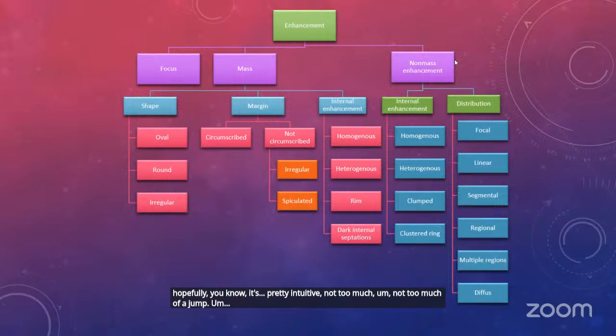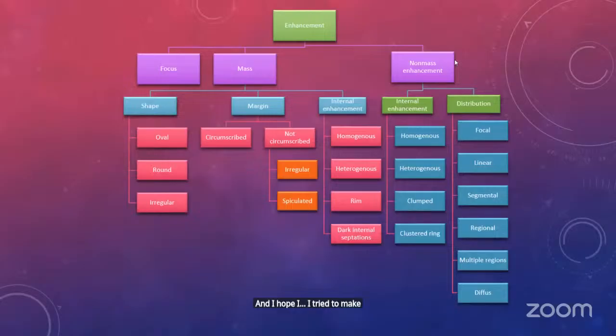And I tried to make a point of the things that you don't see in ultrasound and mammogram. But yeah, I'll just leave this slide up. You can find these terms with the American College of Radiology.